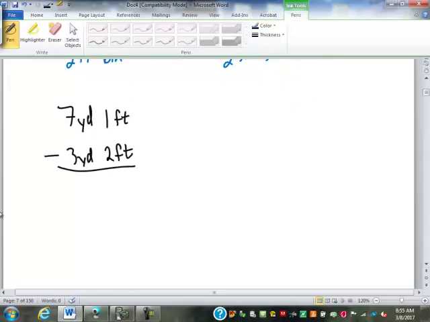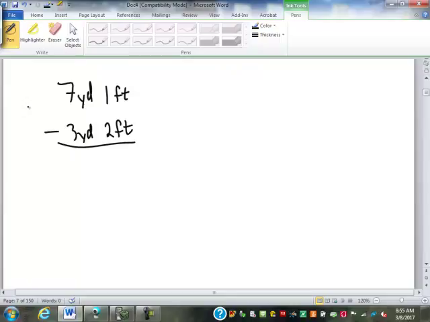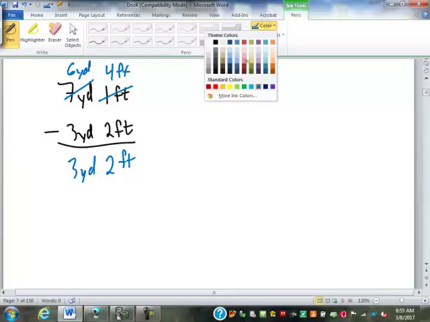So I might have 7 yards, 1 foot, minus 3 yards, 2 feet. 1 foot minus 2 feet. All right, so this is 6 yards, and this is now 4. 3 feet in the yard. Right? Yep, 3 feet. So 3 plus 1 makes 4. 4 minus 2, 2 feet. 6 minus 3, 3 yards. Wondrous.